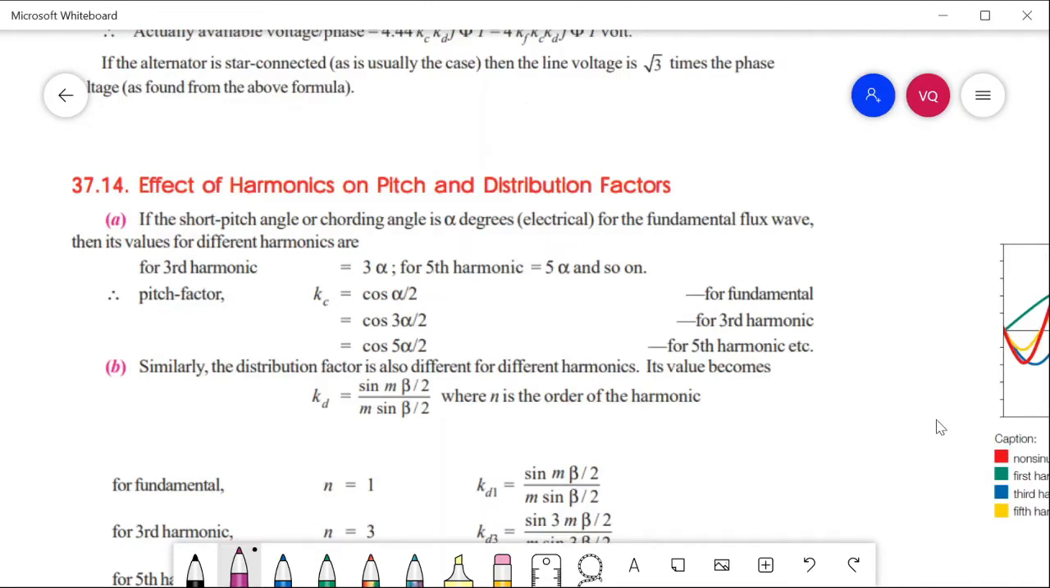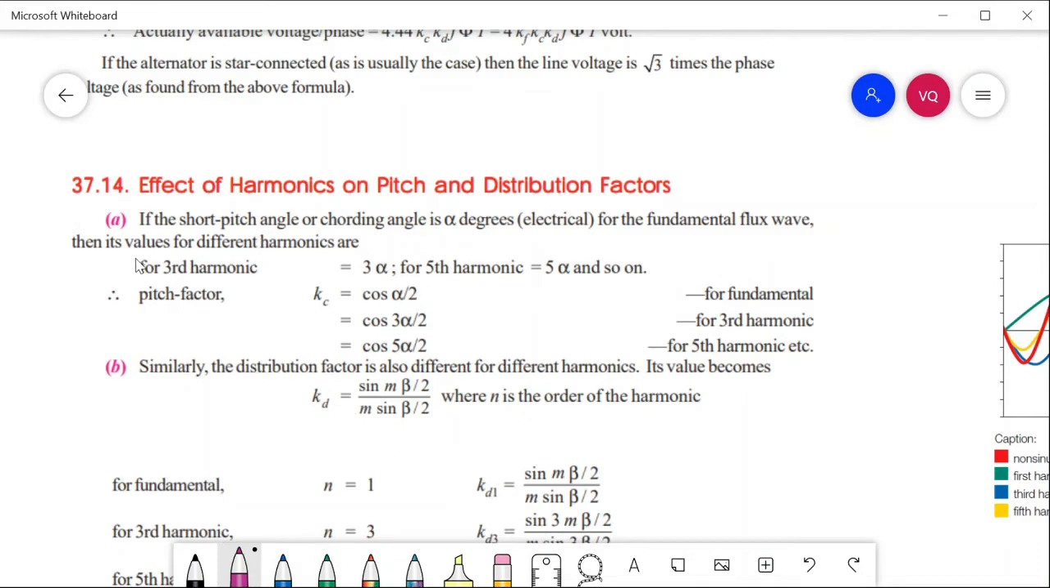Effect of harmonics on pitch and distribution factors. So what is a harmonic? Harmonics are unwanted higher frequencies which are superimposed on the fundamental waveform, creating a distorted wave pattern. In an AC circuit, a resistance behaves in exactly the same way as it does in a DC circuit. So the current flowing through the resistance is proportional to the voltage across it.